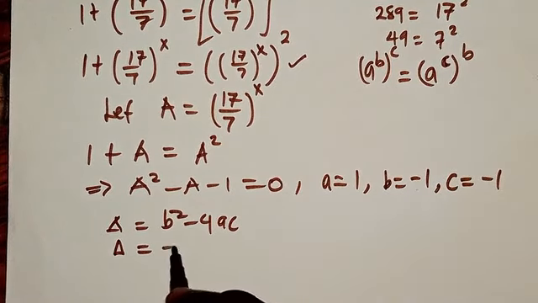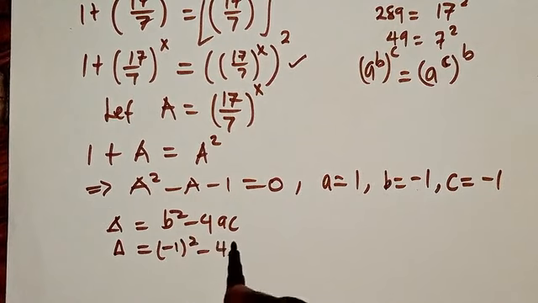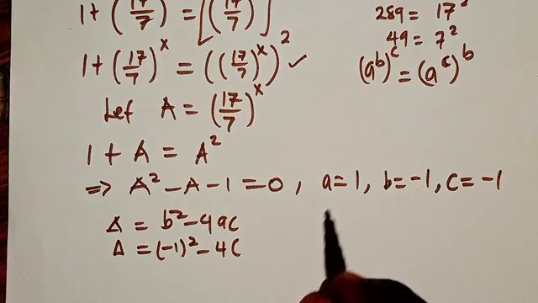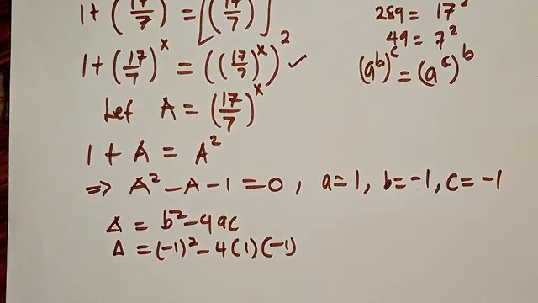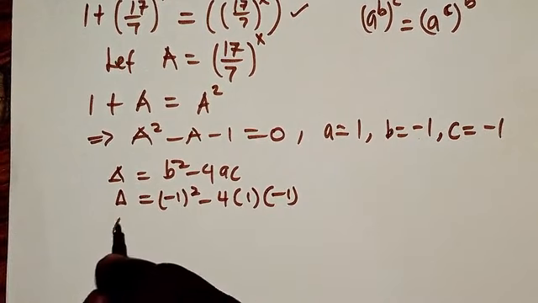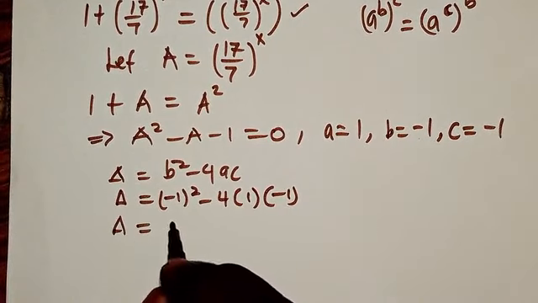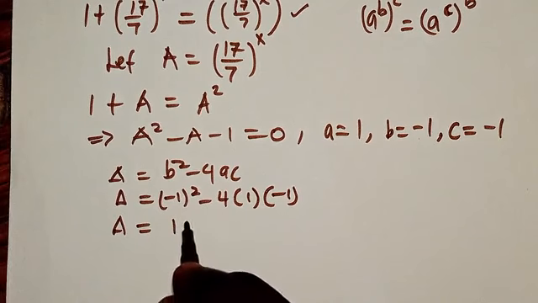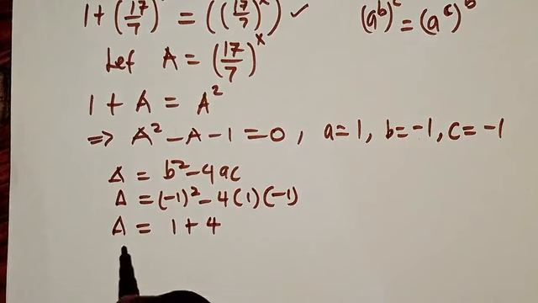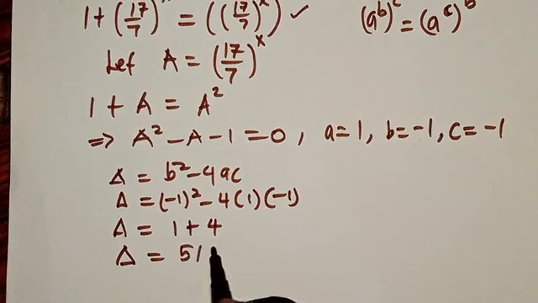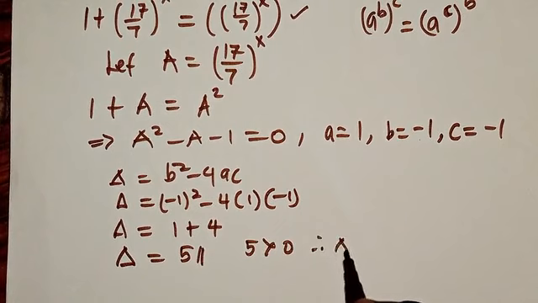b is minus 1, so I have minus 1 squared minus 4 times a, which is 1, times c, which is minus 1. So from there, you can see that this is 1 minus 1 squared, then plus 4. So our discriminant is 5. Which 5 is greater than 0. So we show that our discriminant is greater than 0.